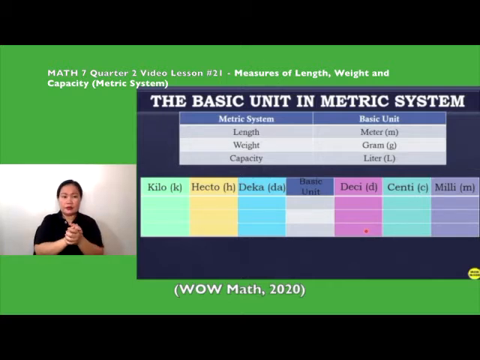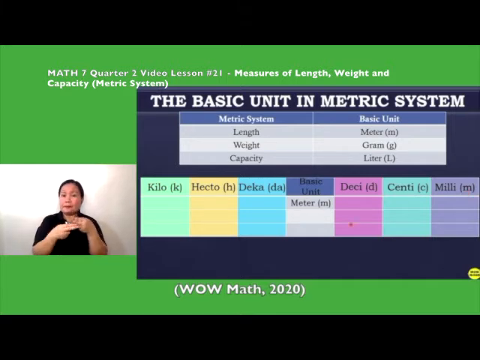Kapag ang kinukuha natin ay length, yung haba o yung distance, the basic unit is meter. Ang symbol natin dyan is M. By the way, ang symbol natin for kilo is K. For hecto, that is H. For deca, that is DA, or pwede rin po DK. And then for deci, that is D. For centi, that is C. And then for milli, that is M.